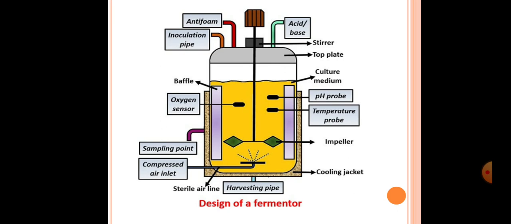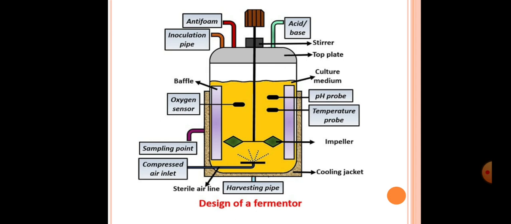vessel usually made up of stainless steel, and at the topmost end you can see an anti-foaming agent inlet for anti-foaming agent addition, an inoculation pipe, and an inlet for addition of acids or bases for controlling the pH. It consists of a stirrer for mixing of the fermentation media. Then it has a top plate, and the fermenter consists of a culture media.